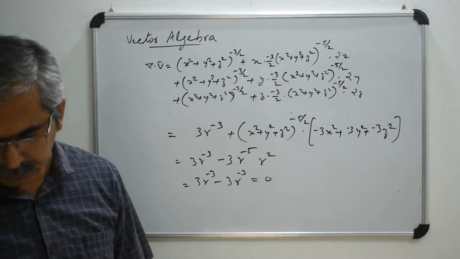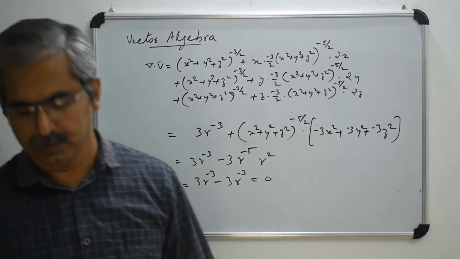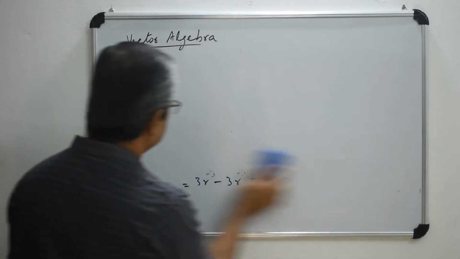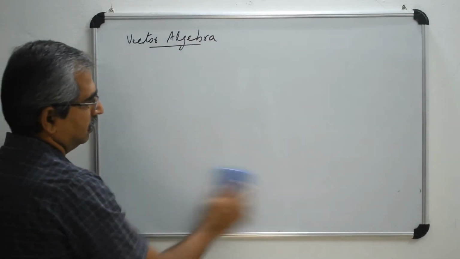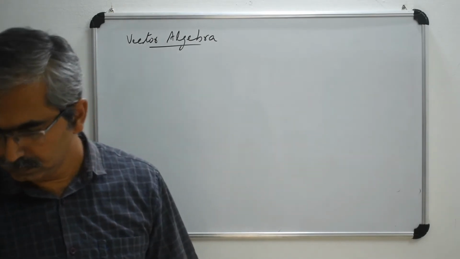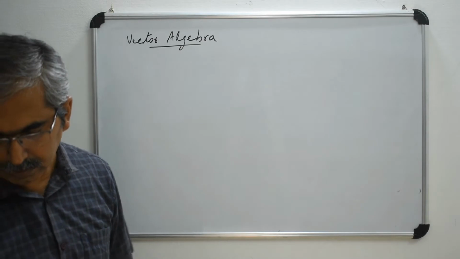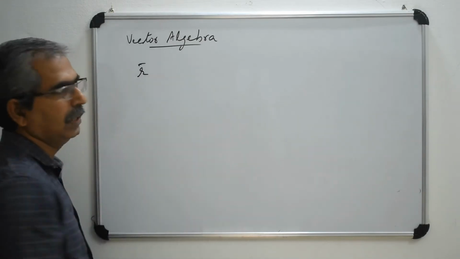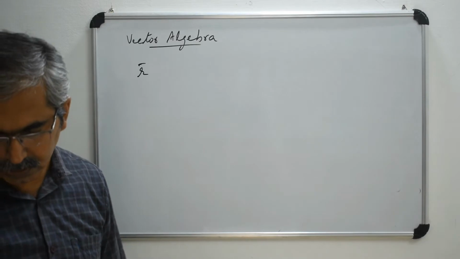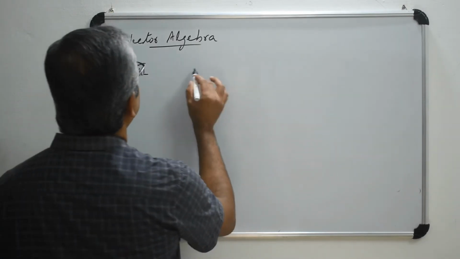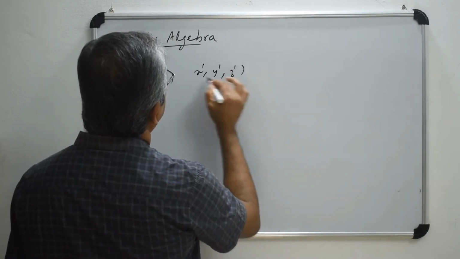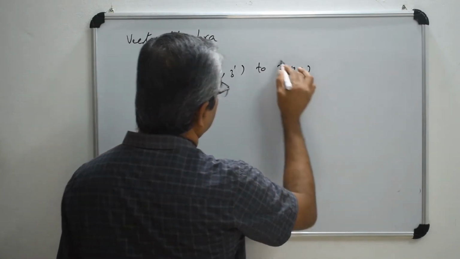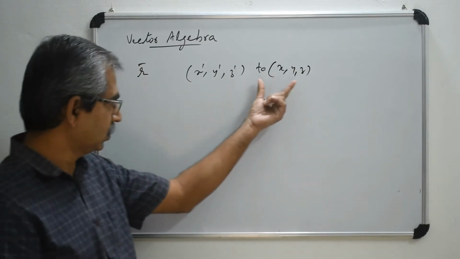Now the next question. Next question is, let R be the separation vector from a fixed point x dash, y dash, z dash to a point x, y, z. So x dash, y dash, z dash to x, y, z.